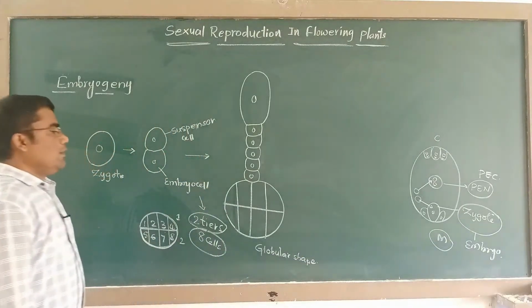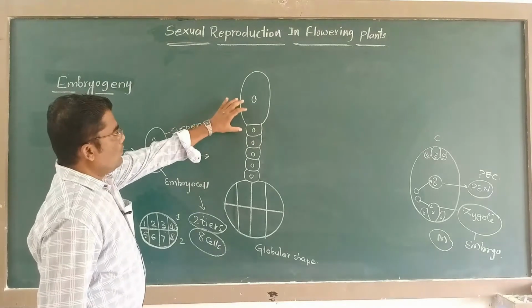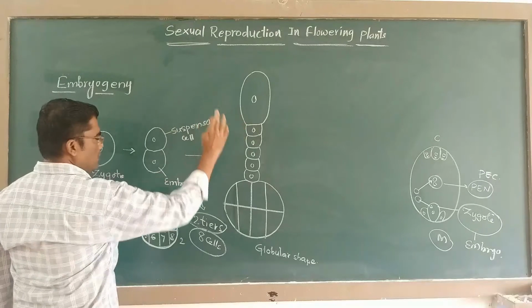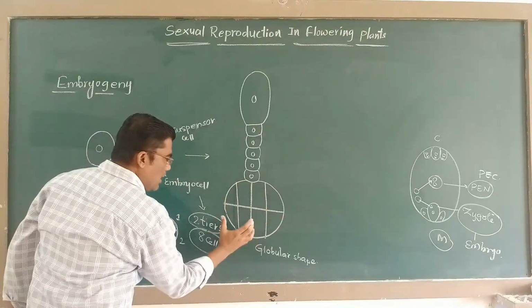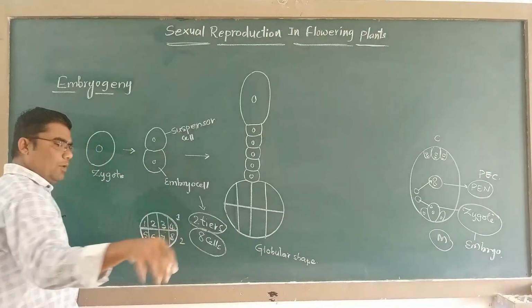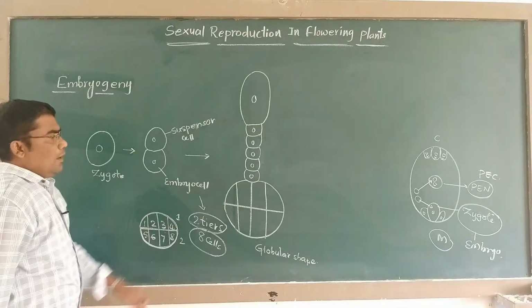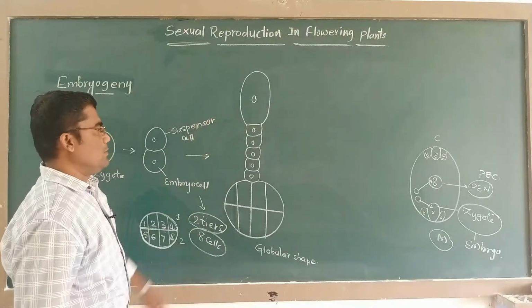This is said to be the globular shape of the embryo. So when we observe the suspensor, this is produced by the suspensor cell. This is the globular, round-shaped embryo, hence it is called globular embryo. This is produced by the embryo cell. Now, what is this suspensor? What is the use of a suspensor?